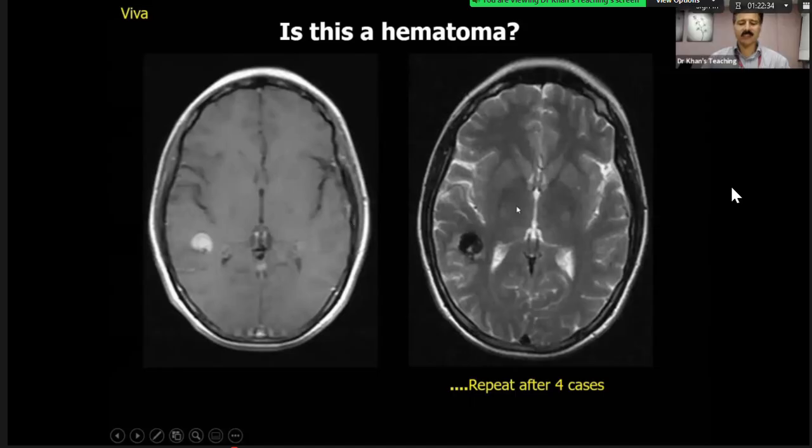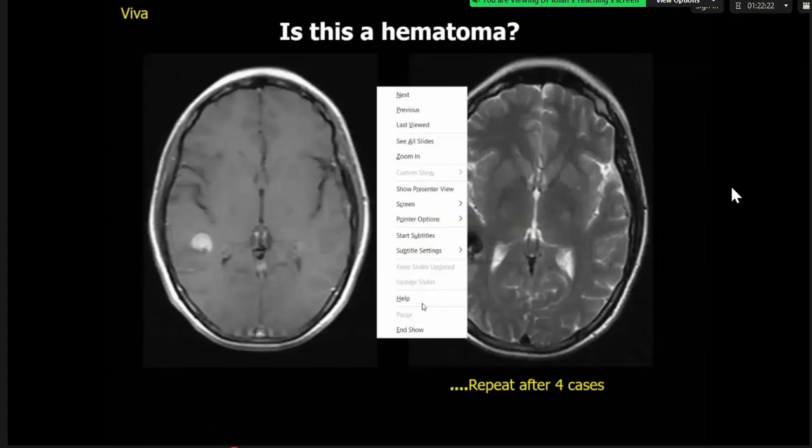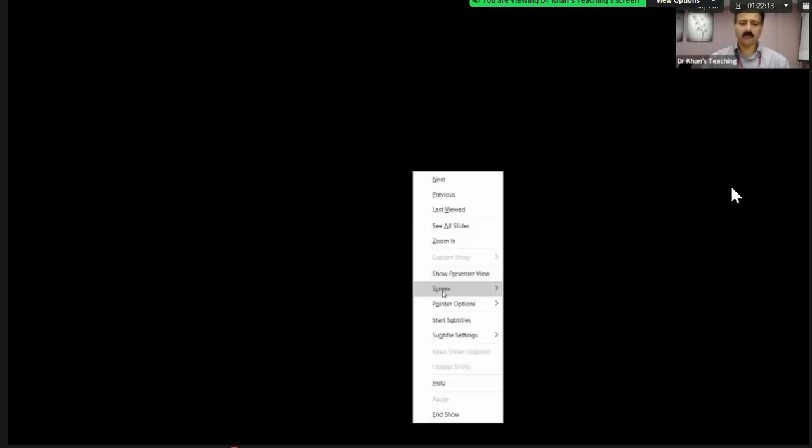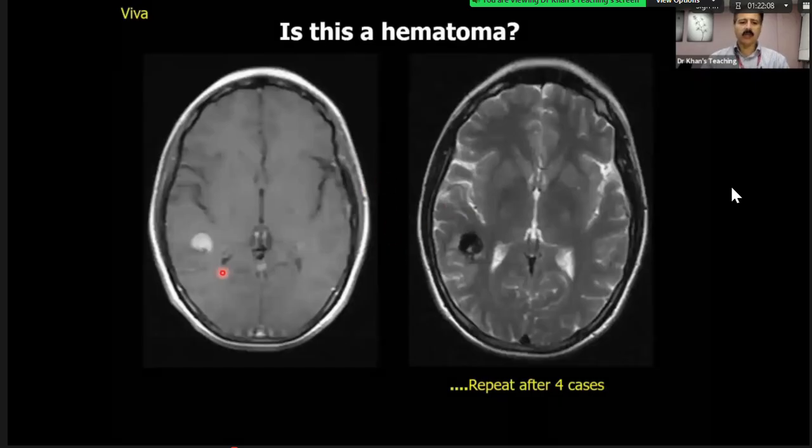This is a T1 and this is a T2, right? What is this? This is a hematoma. I want you to classify this hematoma. Tell me which type of hematoma it is. Do you know the classification of hematoma on an MR? Just like we did the classification of infarction: hyperacute, acute, subacute, chronic.